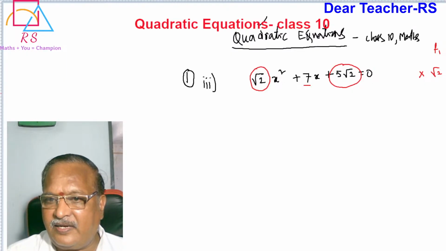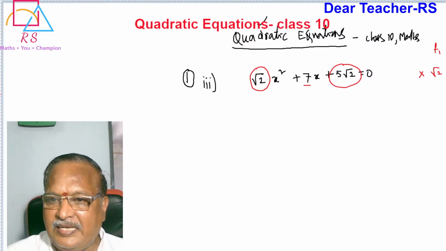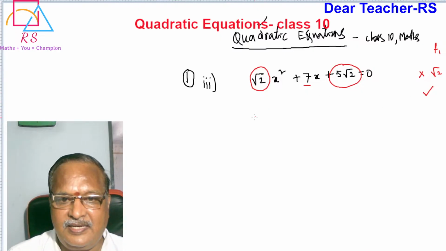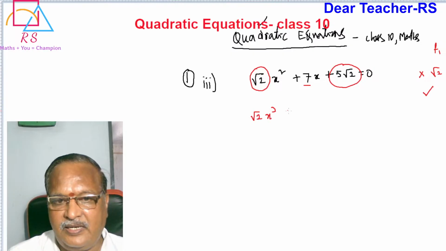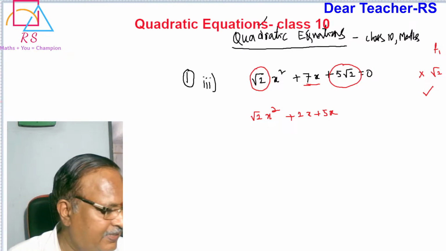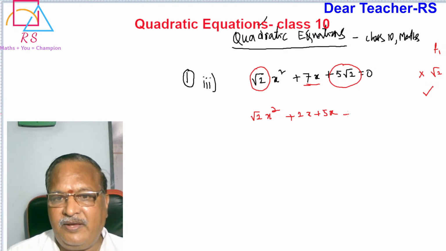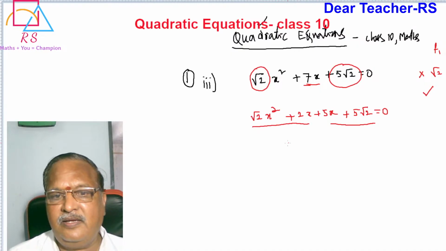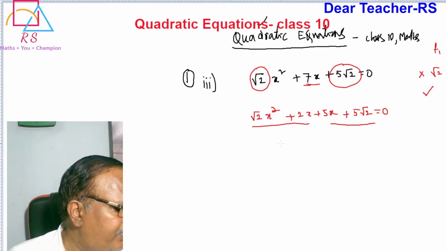Now find the factors of 10. 2 5s are 10. So now 2 plus 5 is equal to 7. So now we can take 2 and 5: root 2x square plus 2x plus 5x, plus 5 root 2 is equal to 0. You have to use this method to split the middle term. Now first two terms and the last two terms you have to take the common, and then accordingly you can do it.